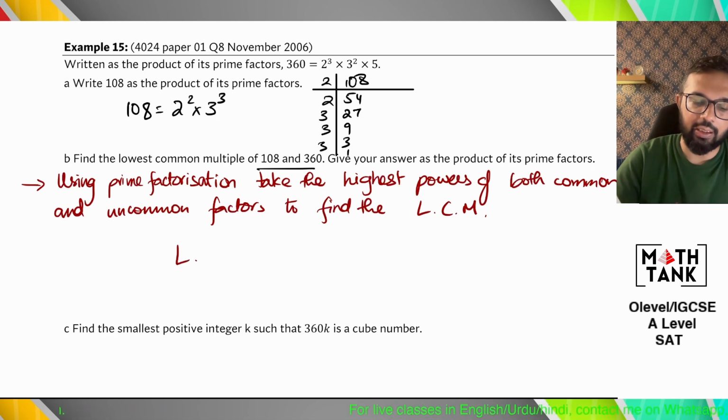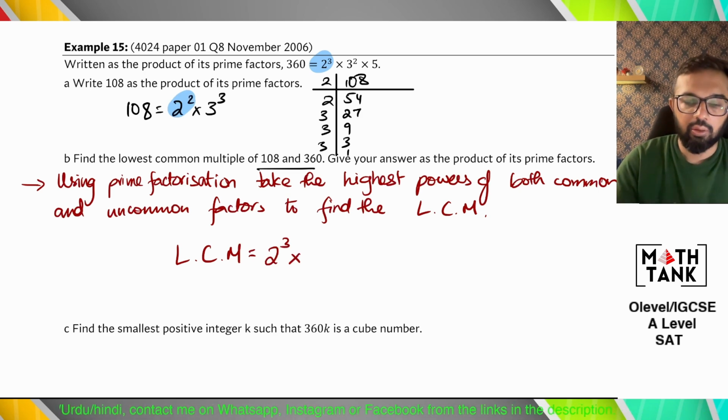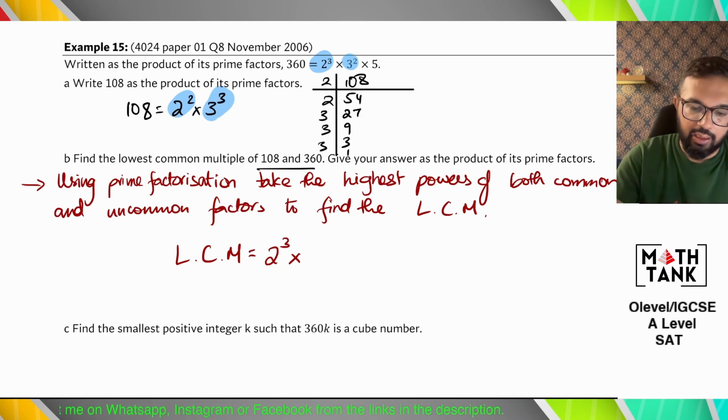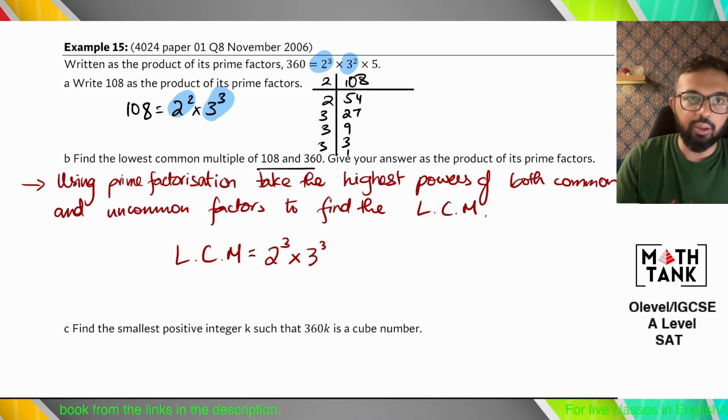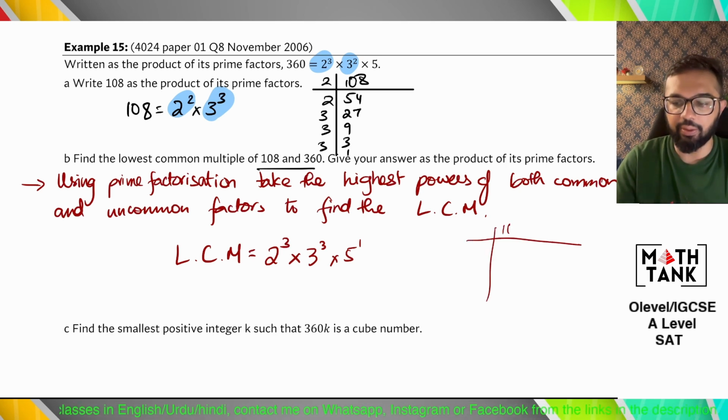Okay, what that means is now you start looking for both the common and uncommon factors. Let's look at the common ones first. 2 is common. What is the highest power? 2 cube. 3 is common. What is the highest power? 3 cube. That's coming from 108. And what is the uncommon factor? That's 5. So 5 power 1. Okay. So that is the LCM of 108 and 360. Had I done this, you would have pretty much seen the same answer. Okay. I'll do this for you and show this to you.